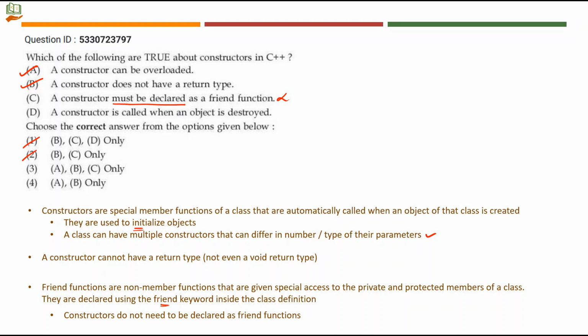What about D? A constructor is called when an object is destroyed. You can close your eyes and mark this as wrong. When a particular object is going to be destroyed, the destructor comes into existence and not the constructor. Destructor is related to the destruction of an object and constructors are related to the creation of objects. So D is also not included. We can mark option number 4, A, B only, as the right answer.